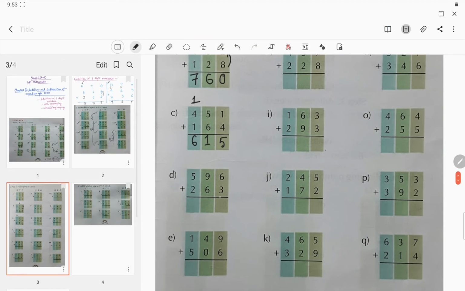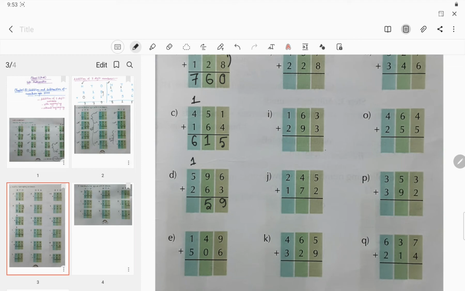Now D number. 3 plus 6 is 9. 9 plus 6 is 15. 15 tens, that means 150 tens, right? So 1 will be carried over.